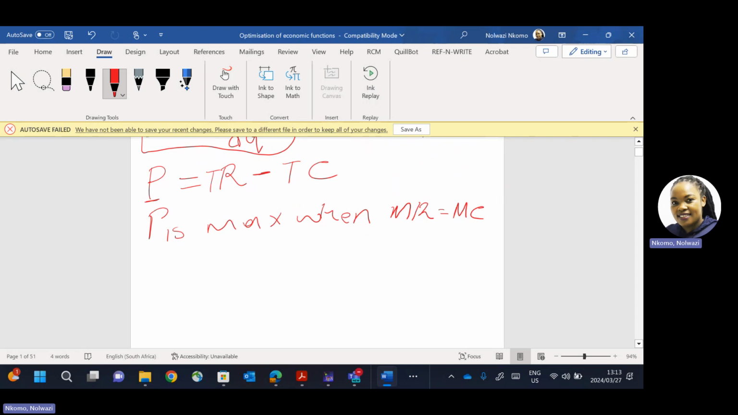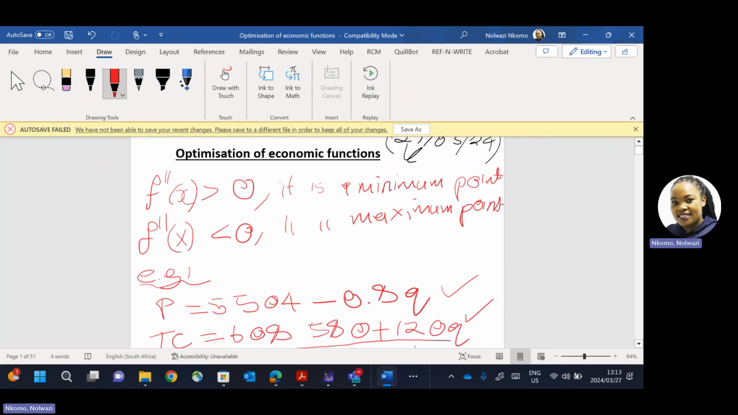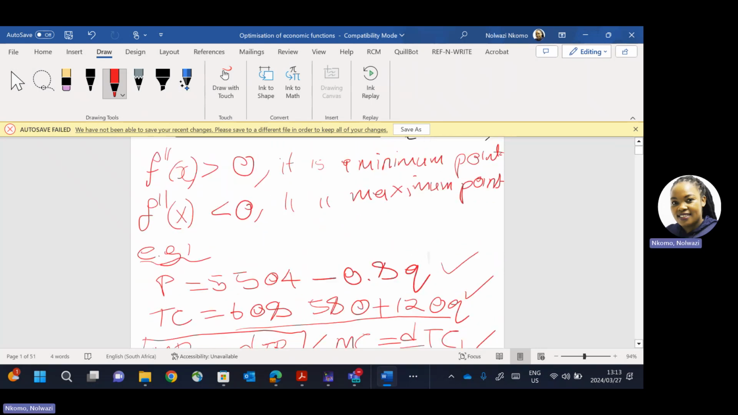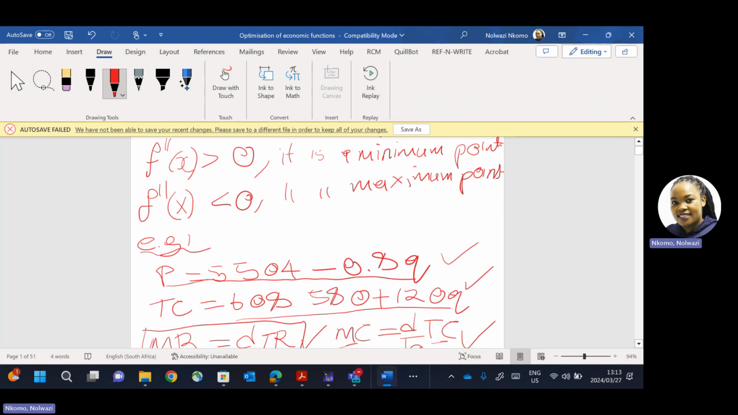This condition says the marginal revenue is equal to the derivative of the total revenue. But we don't know what the total revenue is, right? So we need to find the total revenue before we use this condition. But remember, we are given the demand function, this. And from this, we can use the demand function to find the total revenue.